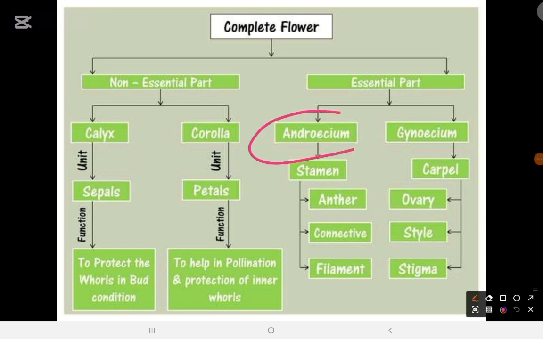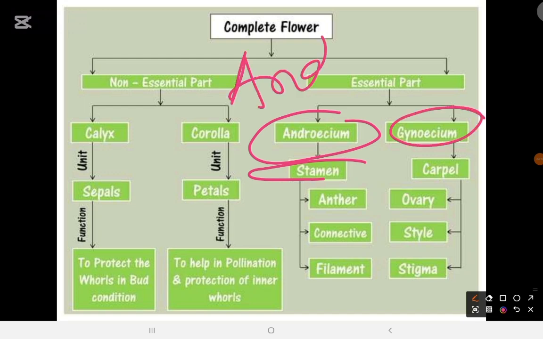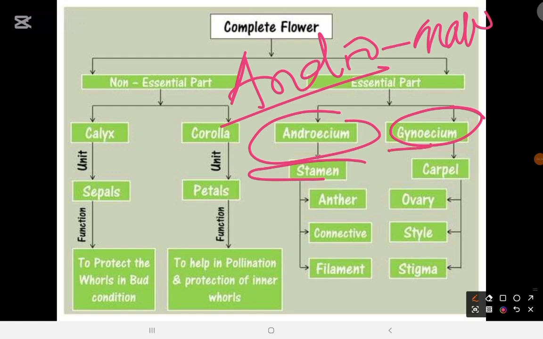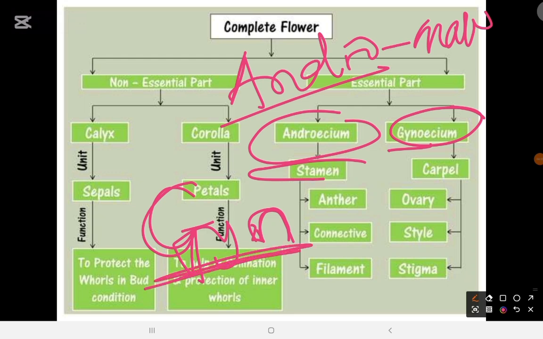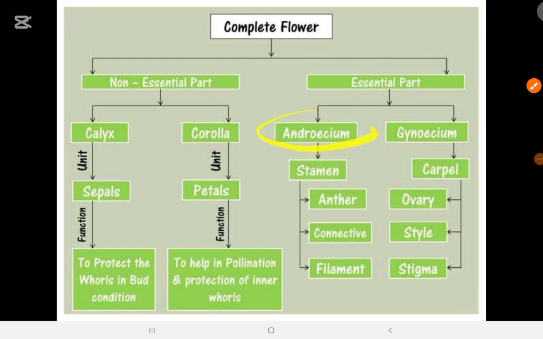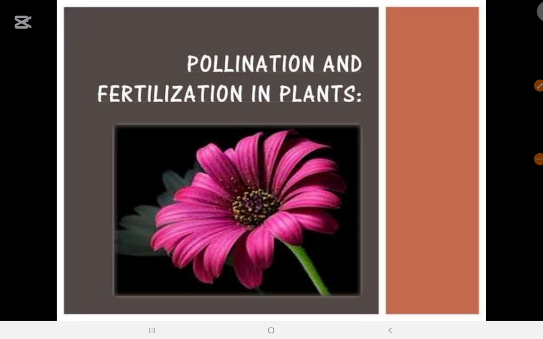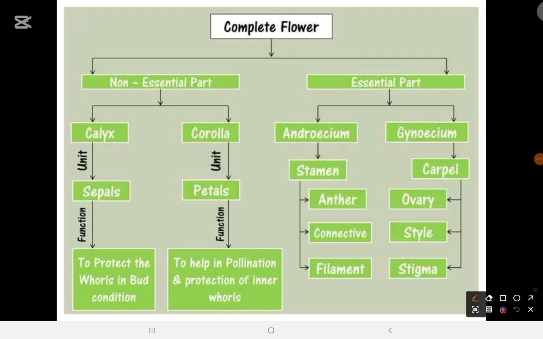Then the essential part of the complete flower is the androecium and the gynoecium. Androecium refers to all the male reproductive structures. The word andro means male. Anywhere you hear the word andro something, it refers to male, and gyno refers to female. For example, you hear words like gynecologist. So androecium is the entire male structure, while gynoecium is the entire female structure.